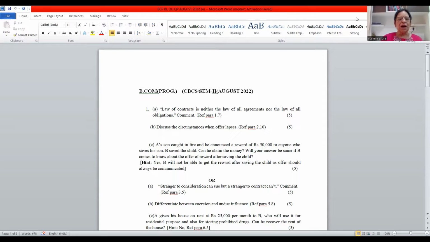Now coming to the C part: A's son is caught in fire, and he announced a reward of rupees 50,000 to anyone who saves his son.